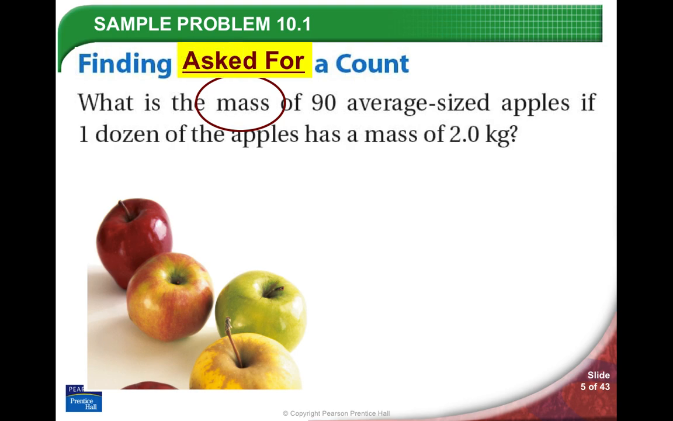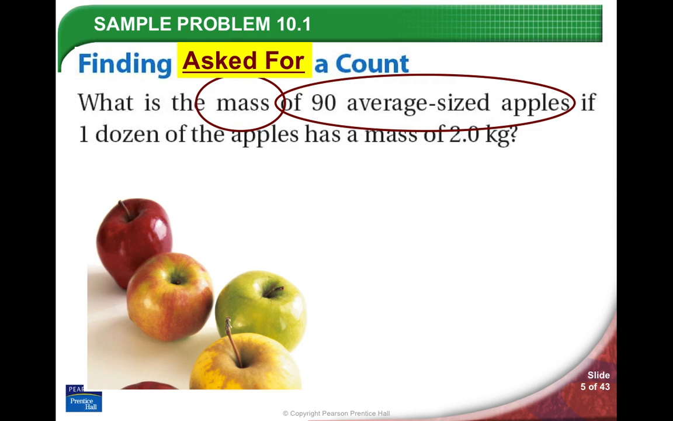What I call the beginning of this problem, where it says, what is the mass? That's the asked for information. Our book uses the term wanted. I prefer asked for. It really doesn't matter. You get the idea. The next thing that you look at is if there's any numbers. And honestly, if you can, the best way to do word problems is to actually physically circle things. Obviously, probably not a good idea in your textbook, but if it's something you can write on, do that. So what's the mass of 90 average-sized apples?